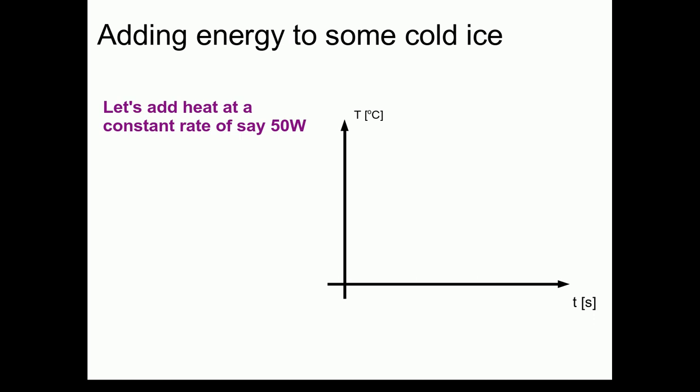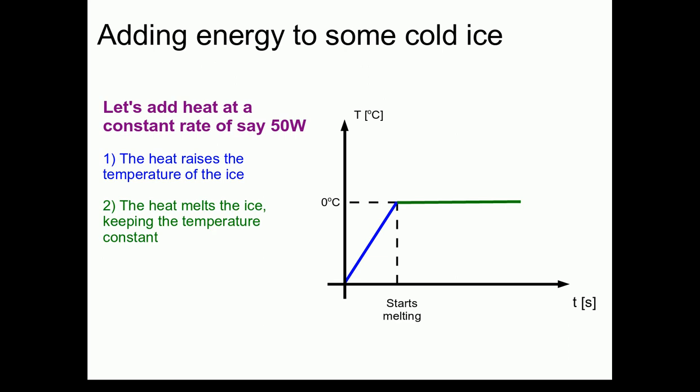Let's think about this in an example of when we add some heat energy to some cold ice. By cold, I mean the temperature of the ice is below its melting point, so below 0 degrees Celsius. Let's imagine we're adding heat at a constant rate, say 50 watts, or 50 joules per second. And we're going to plot the temperature of the H2O as a function of time. Well, first, we add heat to the ice. The ice is well below its melting point, so it doesn't melt. The temperature of the ice rises, until eventually the ice reaches its melting point of 0 degrees Celsius.